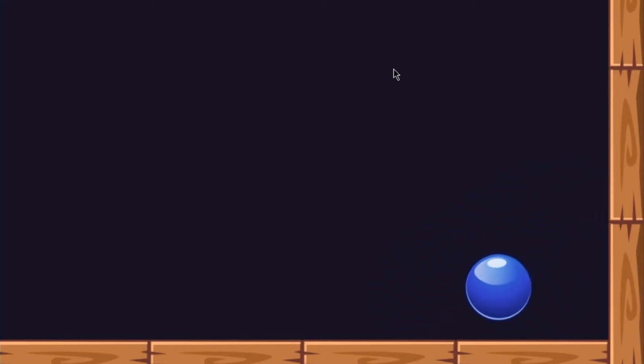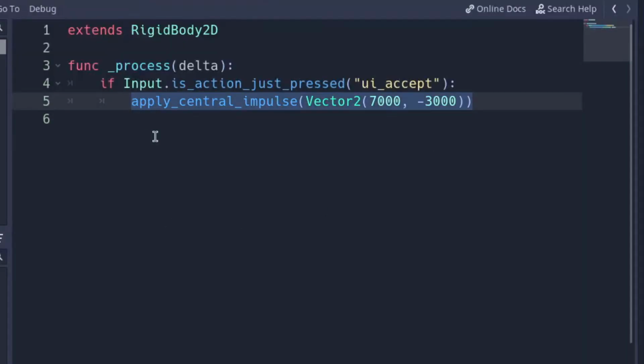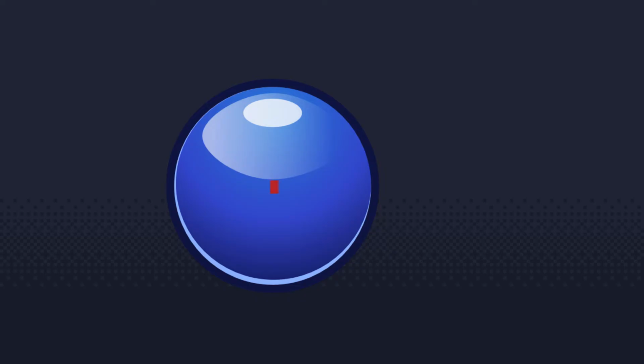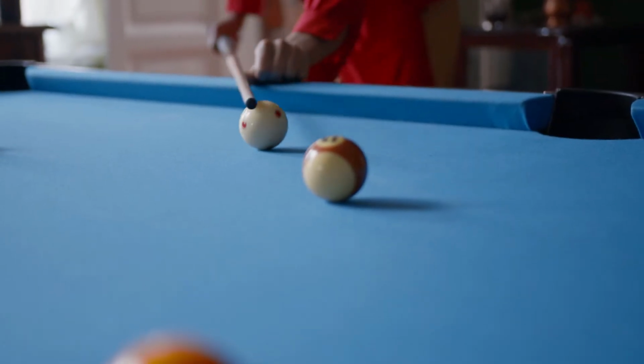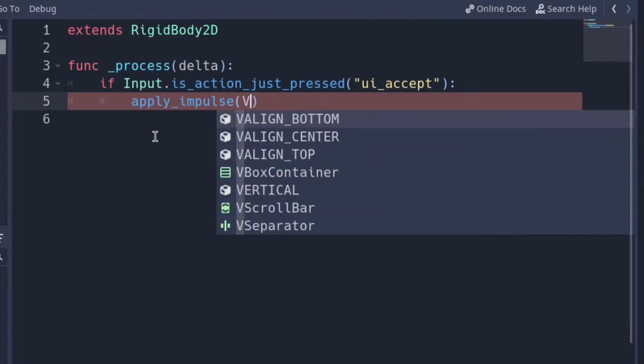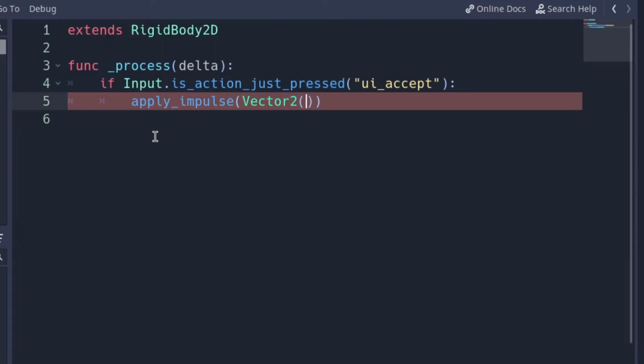So with this out of the way, let's move on to the next function, which is apply impulse. As you can see, this function takes two vector 2's, an offset and an impulse. So the impulse is the force itself, and you could use the offset to offset the position where the impulse is applied. An example of this would be hitting a billiard ball on its side, so it starts spinning more. Now let's set the offset to be more on top of the rigid body, like the example I just showed.